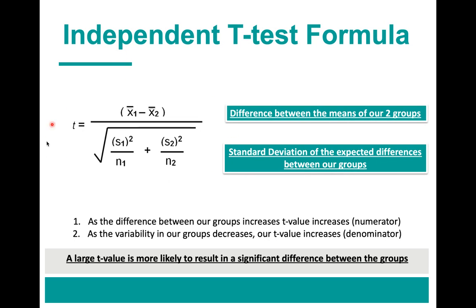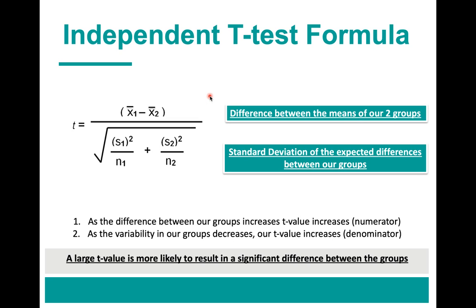This is what an independent samples t-test looks like. We're going to break down this formula a little bit and then use it in an example. So, first things first, let's break down the numerator versus the denominator. The numerator is easy. It's the mean difference between our 2 groups.